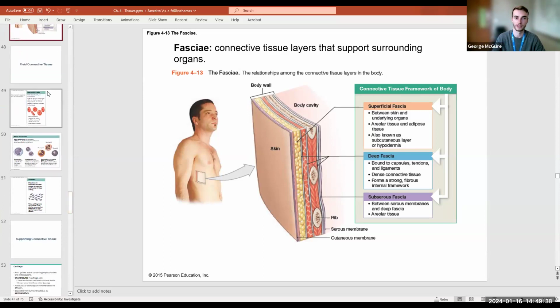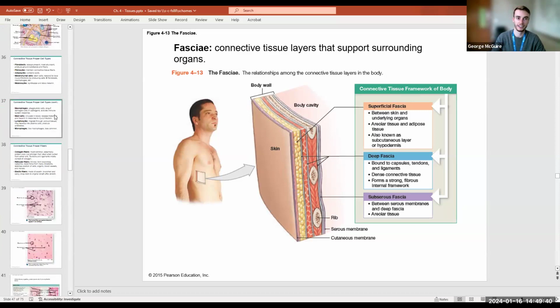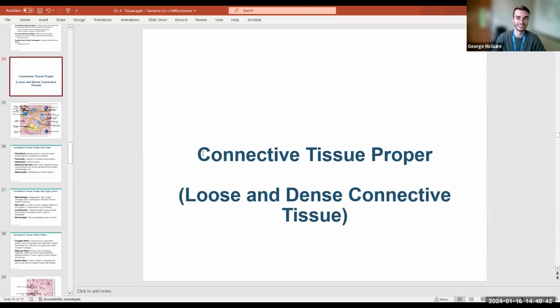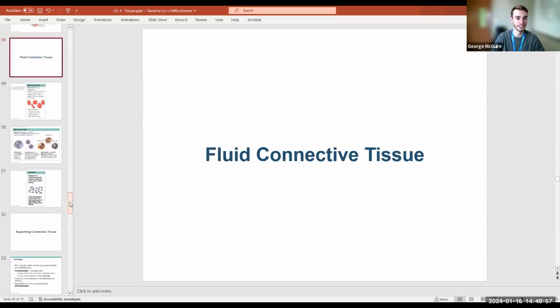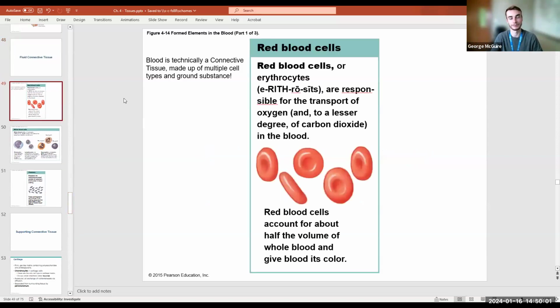All right. So again, all of those were technically connective tissue proper. So we branched from connective tissue proper into loose and dense. And then under loose, we had our three categories. Under dense, we have our three categories. And now we're moving on to fluid connective tissue. And so this is essentially our blood and lymph, so our circulatory system and our lymphatic system.